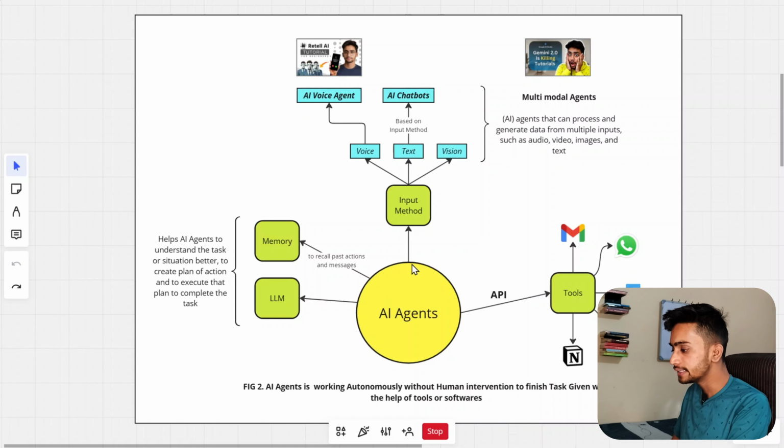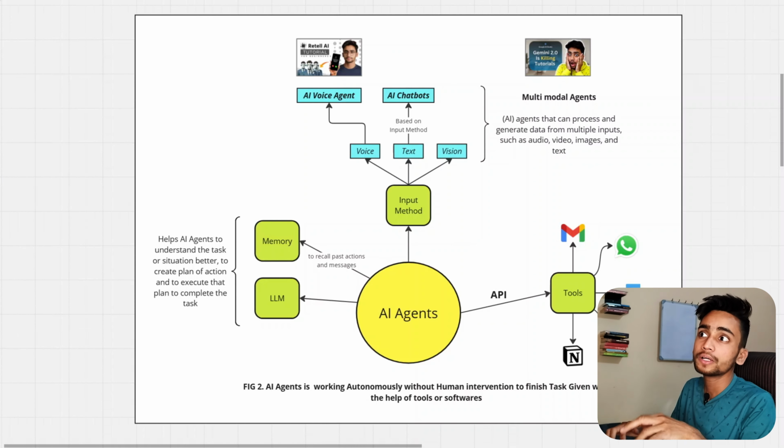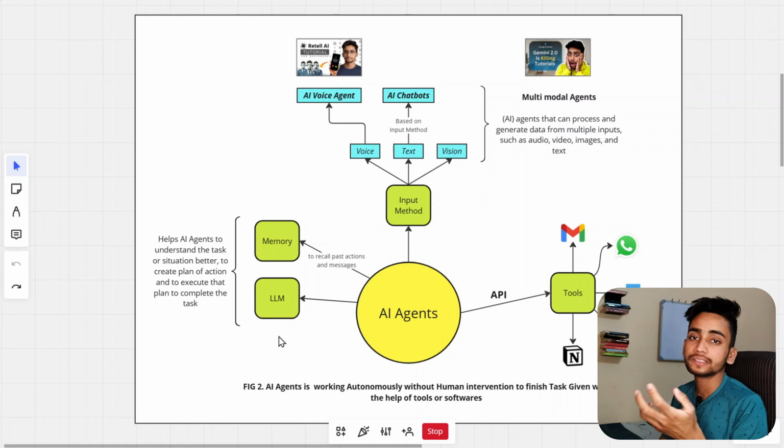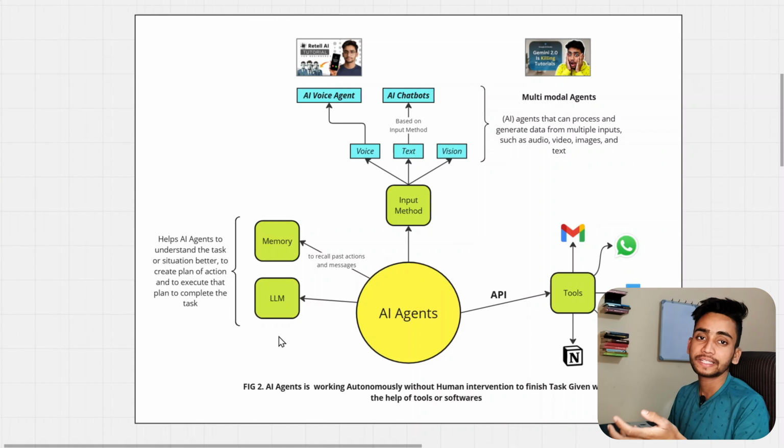You can also see this AI agent also has a memory. This memory is helpful for an agent to recall past actions and messages. You may have seen this in ChatGPT also. It can remember your past chats. Also, AI agents have an LLM. You can consider the LLM as the brain of these AI agents.